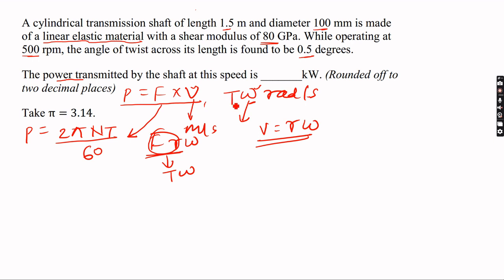So from here, how do we reach here, and from torque into omega, how do we reach 2 pi NT by 60? We'll see. Omega is your radian per second, the angular speed, angular velocity, and omega is nothing but 2 pi N by 60.